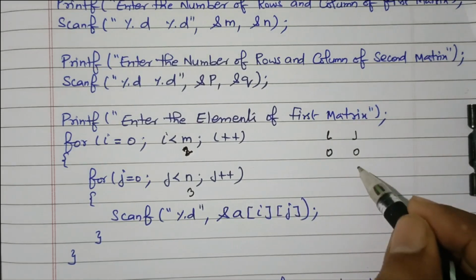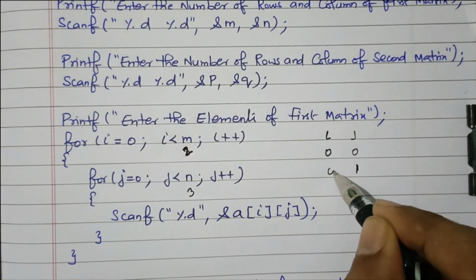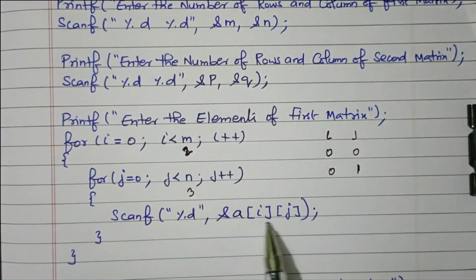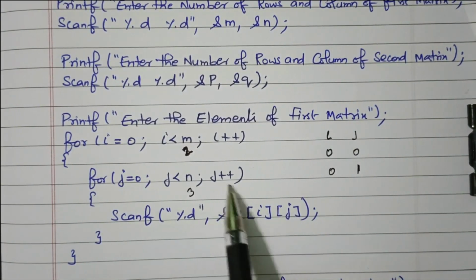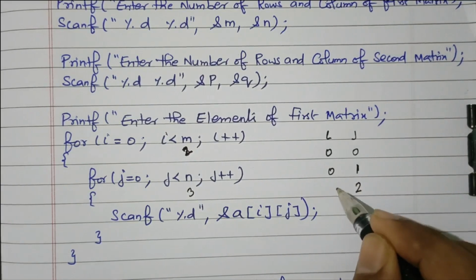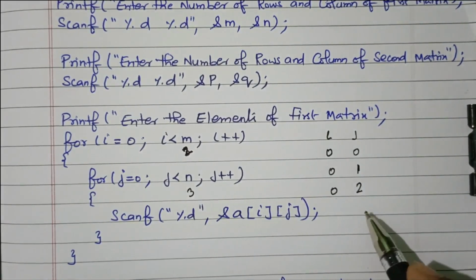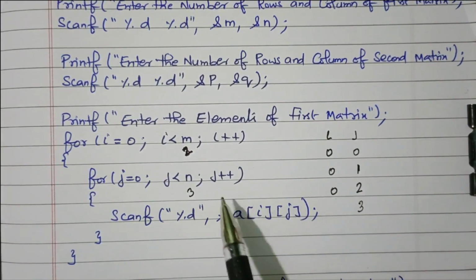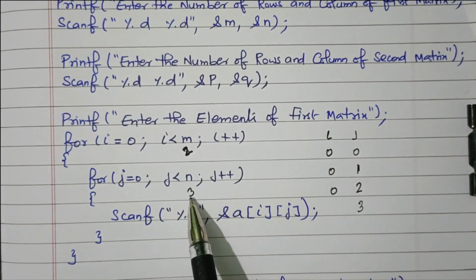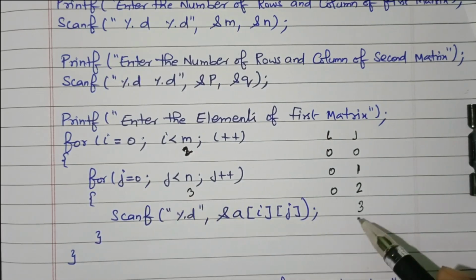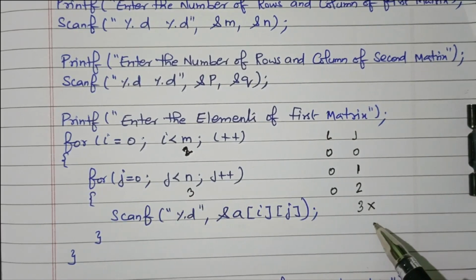Then j plus plus, j becomes 1, and i remains 0. So the second element is stored in a[0][1]. Then it is incremented to 2, i is 0. The third element is stored in a[0][2]. Right? So when incrementing to 3, the condition is false. j less than or equal to 3 is not right; it should be less than or equal to 2. So this condition is invalid, right?